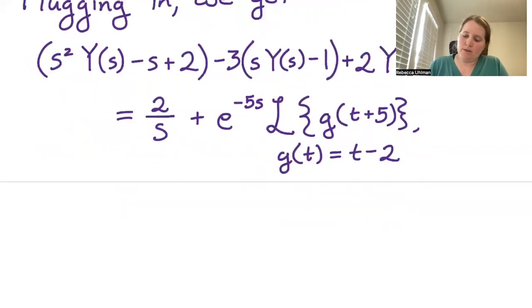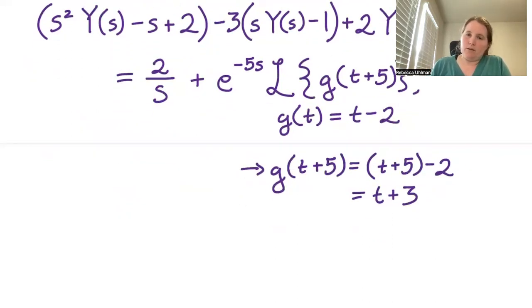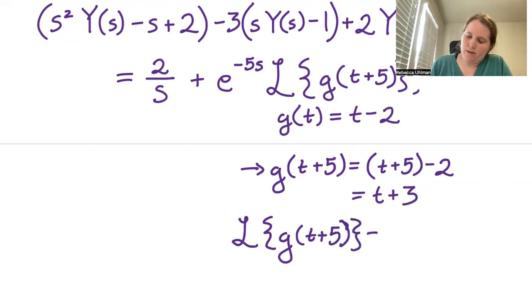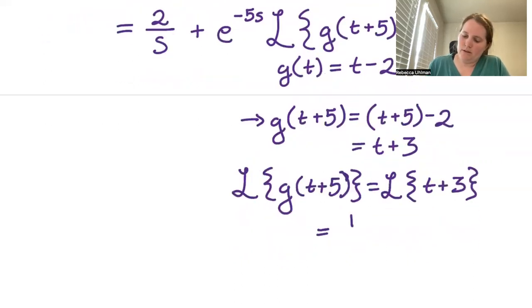So if g of t is t minus 2, we have that g of t plus 5 would be t plus 5 minus 2, or t plus 3. And so the Laplace transform of g of t plus 5 is the Laplace transform of t plus 3. Laplace transform of t is just 1 over s squared. And then Laplace transform of 3 is just 3 over s.